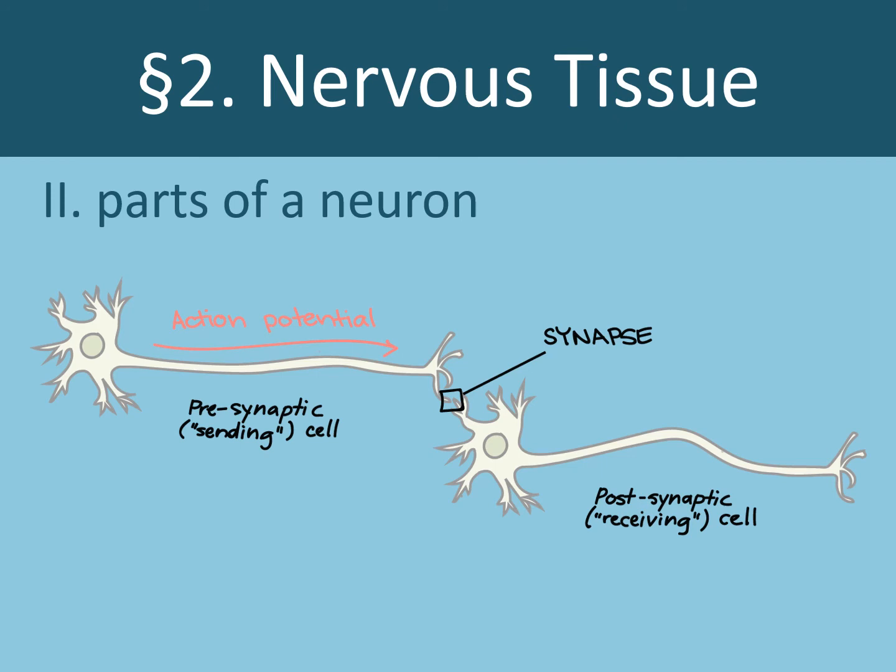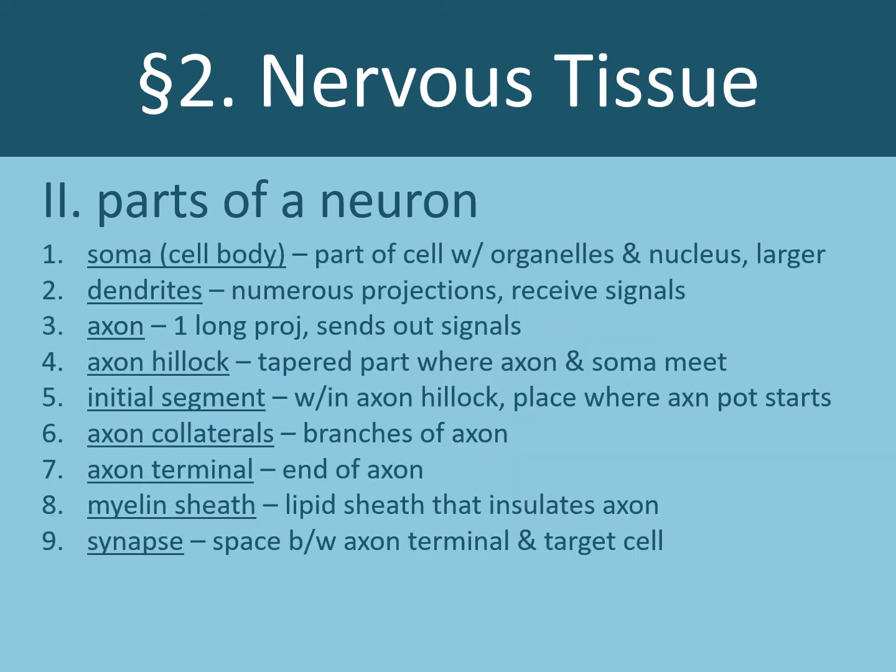The signaling neuron is said to be presynaptic because it occurs before the synapse, and the target cell is postsynaptic because it occurs after the synapse. This slide is simply a written review of the terms we discussed on the previous slides.